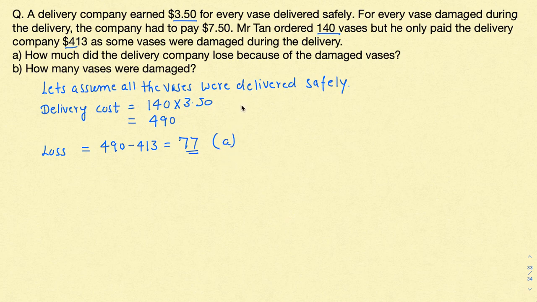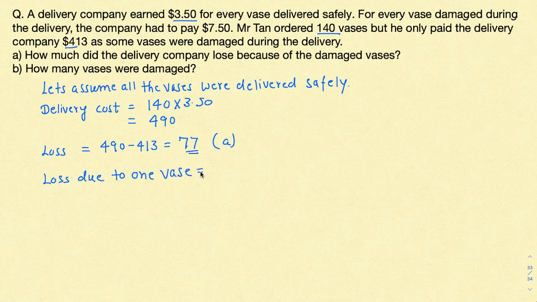Now let's move on to part B. In this one we have to find how many vases were damaged, right? So before we can find out how many vases were actually damaged, we have to find out what is the loss due to the damage of one vase. How much does the company lose because of the damage of one vase? Okay, so we can write it: loss due to one vase. It will be how much?